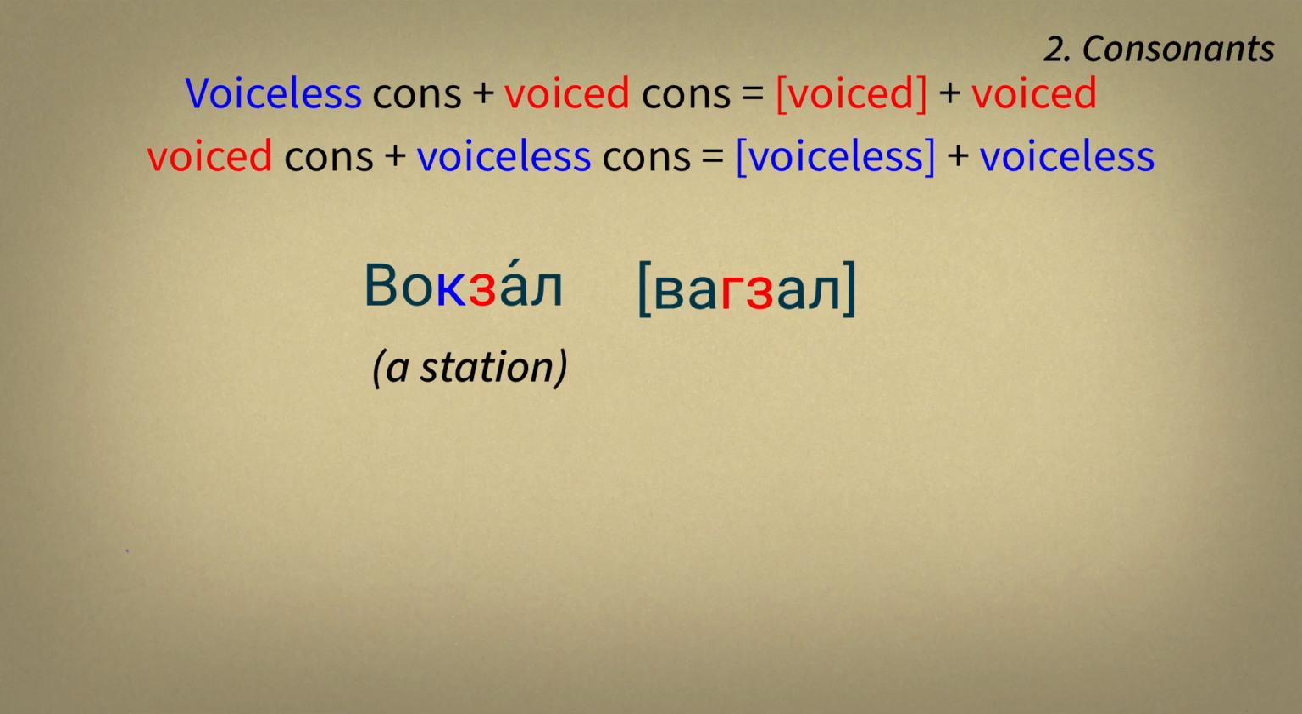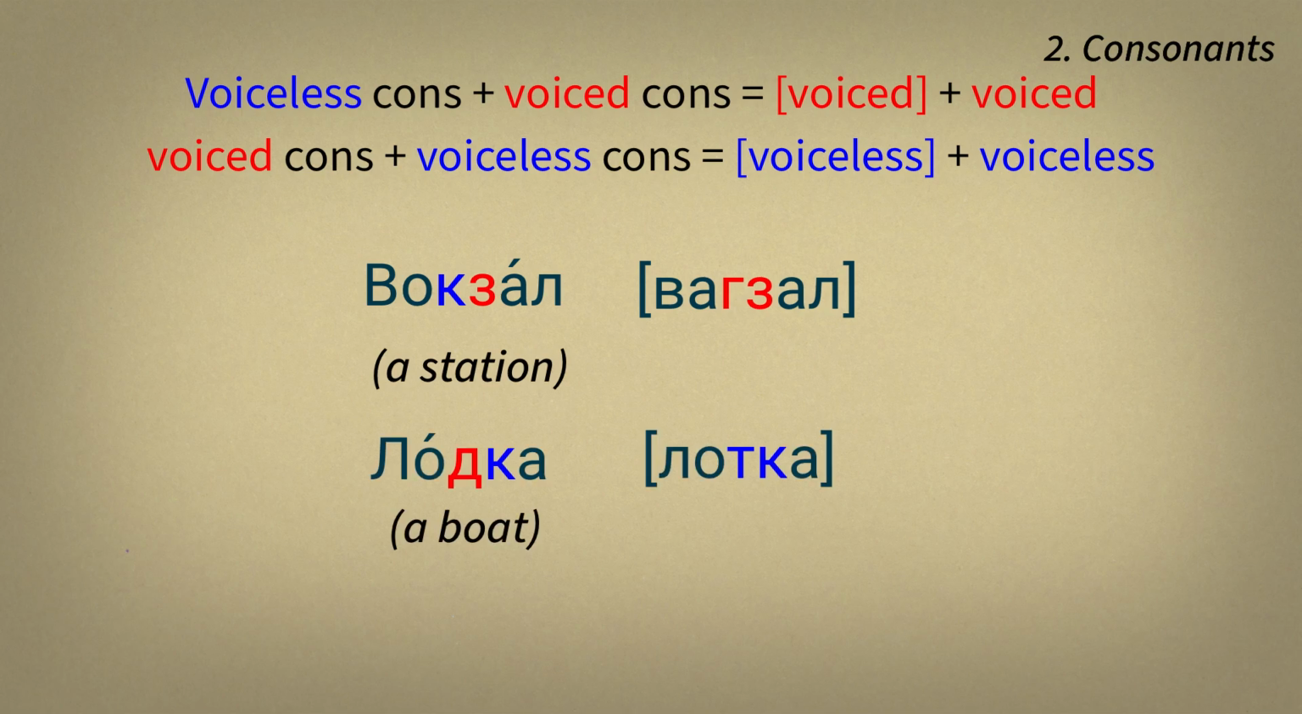Besides, the vowel O is not under stress, that's why it is pronounced as A. So the word is pronounced as вокзал. One more example. Лодка. The voiced D stands before a voiceless K. So when pronouncing this word, D becomes the voiceless T. Лодка.